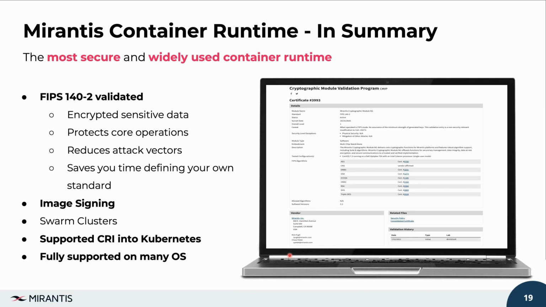We actually run in multiple federal and government agencies, which, as you probably know, is pretty security intensive. Armed with FIPS 140-2 validated encryption, you have sensitive data that is encrypted. It protects your core operations and reduces your attack vectors because malicious actors cannot intercept your data in transit to extract sensitive information that can then be used for attacks. And it saves you time defining your own standard if you are looking to be FIPS 140-2 validated.